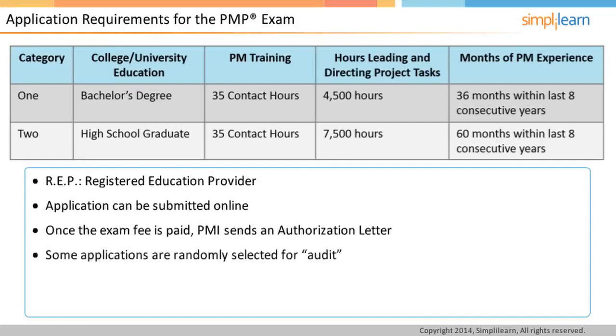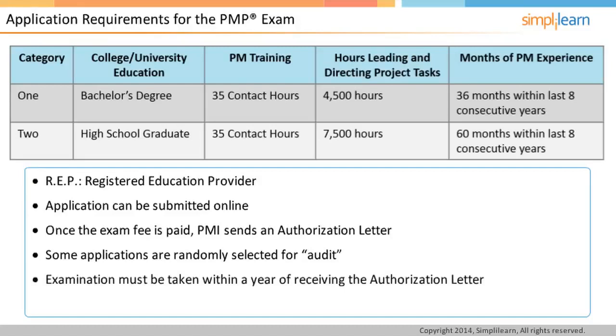PMI randomly audits some applications from time to time. In the event of the application being selected for audit, clear instructions will be given on the evidence that has to be physically submitted to PMI. Follow the instructions and send the evidence before authorization is given to proceed. Examination must be written within a year of receiving the authorization letter. For more details, refer to the PMP Handbook on the PMI website.